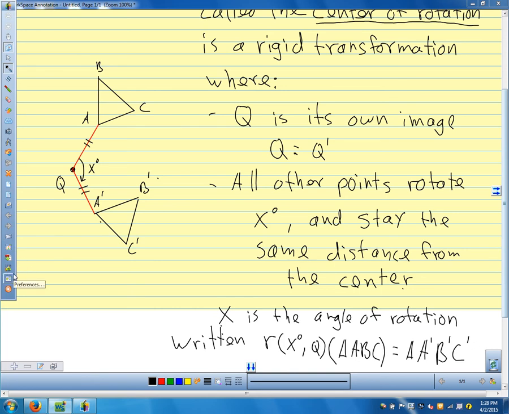And again, rotations are rigid motions. So this triangle would be congruent to this triangle. Triangle ABC would be congruent to triangle A prime, B prime, C prime. So all the lengths are the same, all the angles are the same. So that's our third rigid motion. So our rigid motions are translation, reflection, rotation.